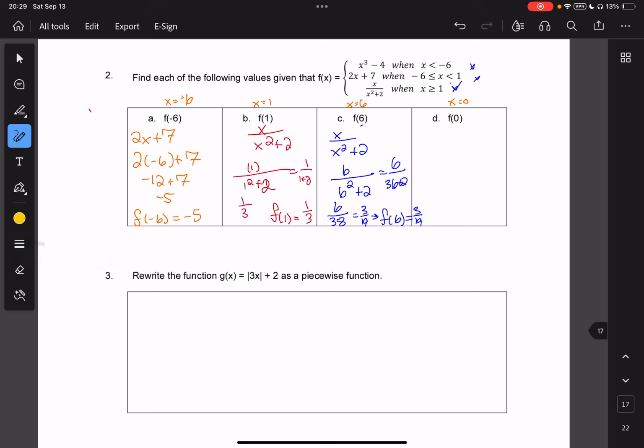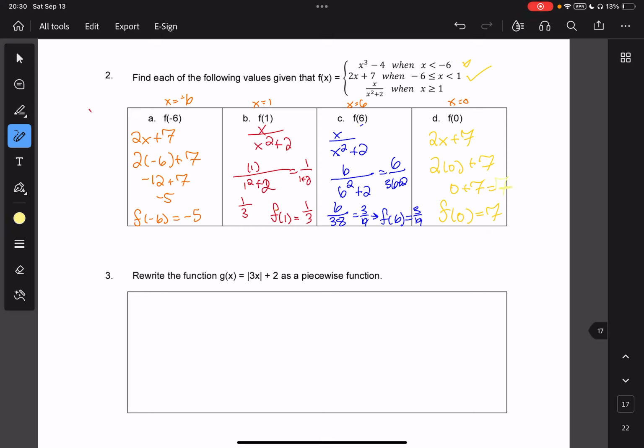The last one we have, we're going to be using the point f of 0. So when does f of 0 work? X is less than -6? Nope. X is between -6 and 1? Yep. So we're going to be using 2x plus 7. So 2 times 0 plus 7. Sorry about that, 0 plus 7 is equal to 7. So f of 0 is 7.